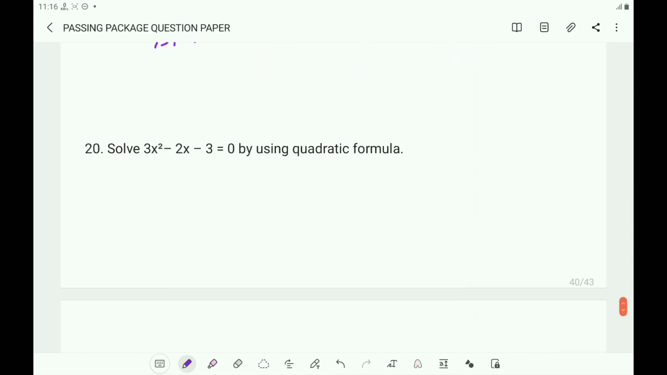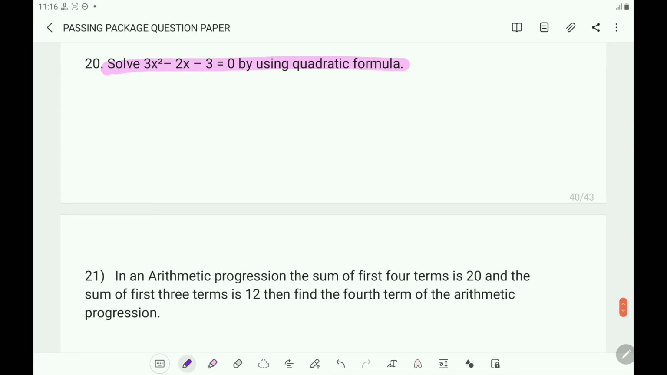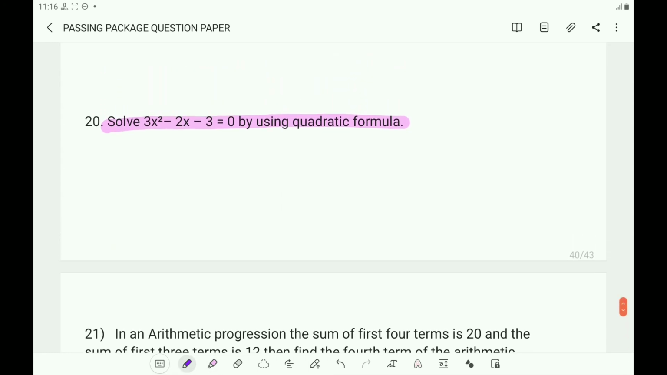Next let us take question number 20. Solve 3x square minus 2x minus 3 equals 0 by using quadratic formula. You know the method of solving the given quadratic equation by using the quadratic formula. Now you write this equation 3x square minus 2x minus 3 equals 0. You know that it is in the standard form. So you write a value, b value and c value. A is equals to 3. Then b is equals to minus 2. C is equals to minus 3.